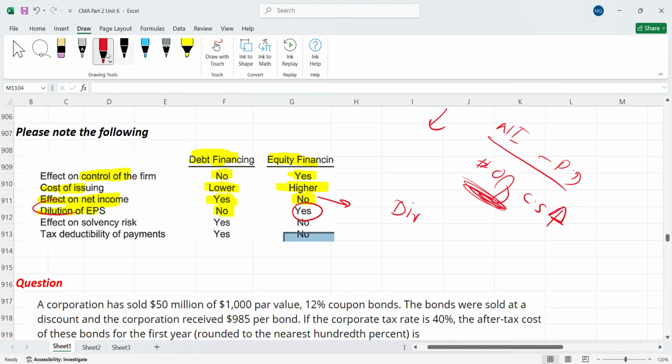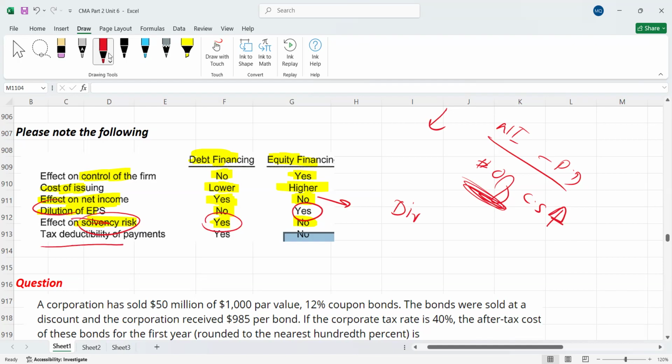Then effect on solvency risk. Solvency risk is the ability to pay your non-current liabilities. So when we take the debt, obviously, guys, it may affect you. It may increase your solvency risk, right? So debt is having effect, but equity is not having. Solvency risk, like which financing increases the solvency risk, is what it means here. So debt financing always increases the solvency risk, not the equity. Equity always decreases the solvency risk.